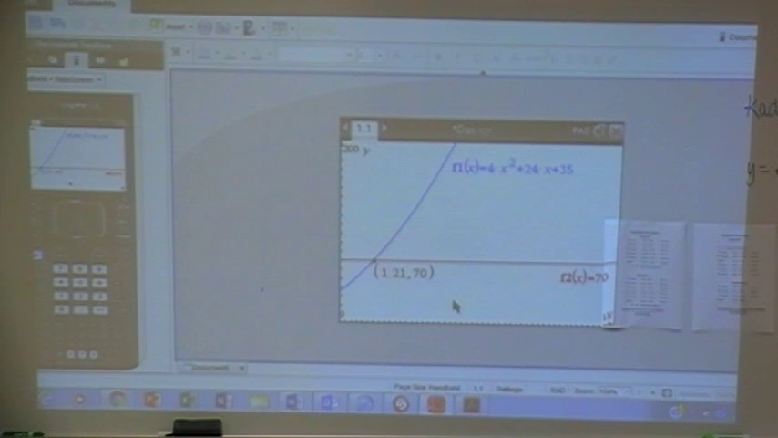So just be careful when you enter your ordered pairs that you put them in the right way. Independent is x and dependent is y. So your cost would be your y and the speed would be your x.